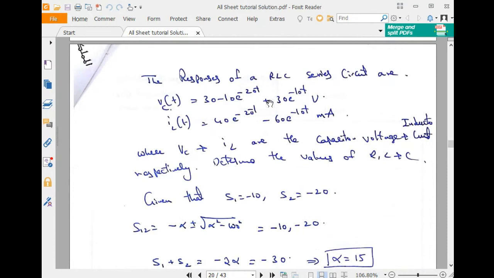Now this is the next question. In this question, the voltage of the circuit, the voltage of the capacitance, and the current through the inductor are given. Okay.